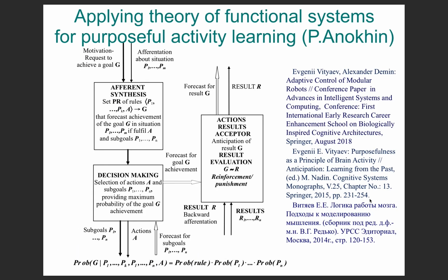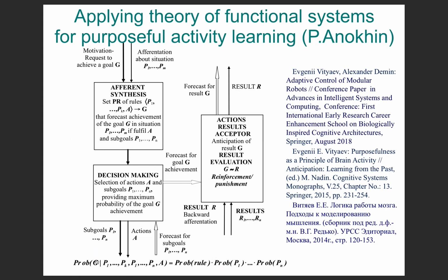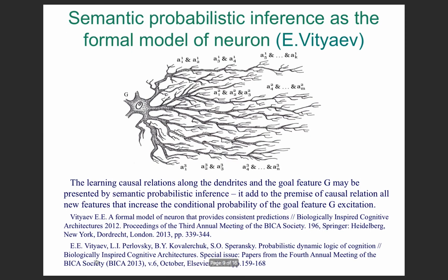You can also see the code and the design of this kind of cognitive architecture, and the code implementing this, at the bottom of the screen. And here is a more complex design of such a kind of agent potentially capable of solving this problem, provided by the work of Evgeny Vityaev and his colleagues, based on the theory of functional systems suggested by Piotr Anokhin.